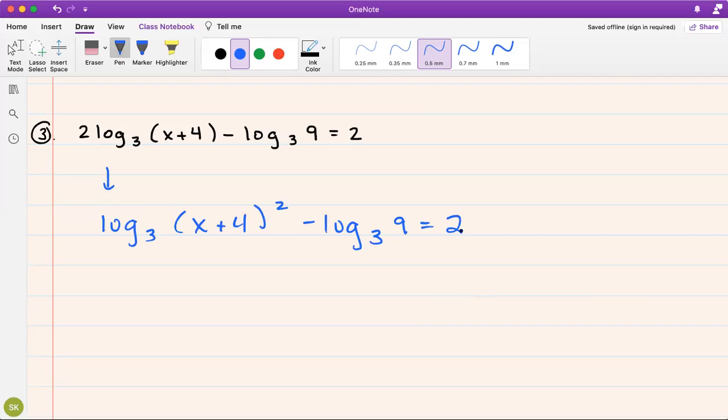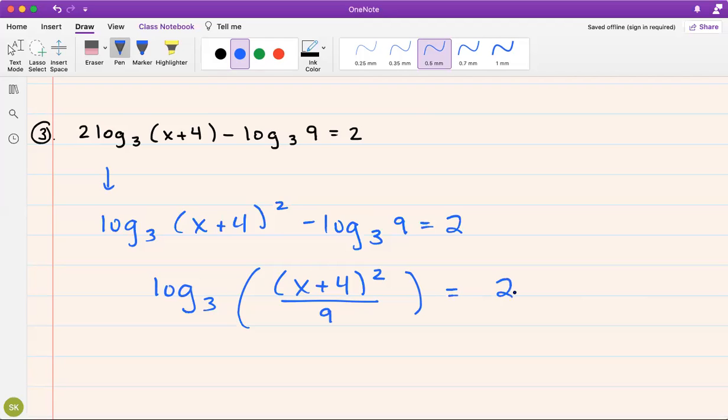Everybody might see something different when they do this problem, and that's fine. I'm going to show you a second way to do this problem. But right now, what I see is a subtraction sign, and I know that that becomes division. So this is x plus 4 squared over 9. So it becomes division on the inside of a log.